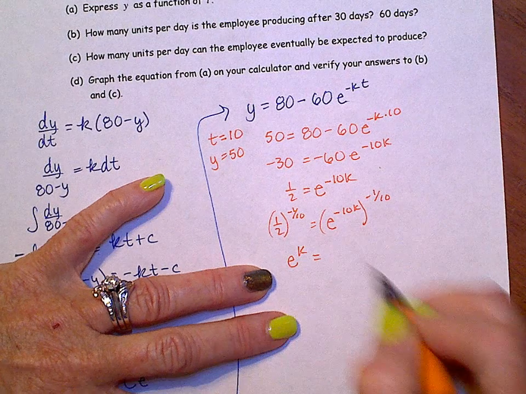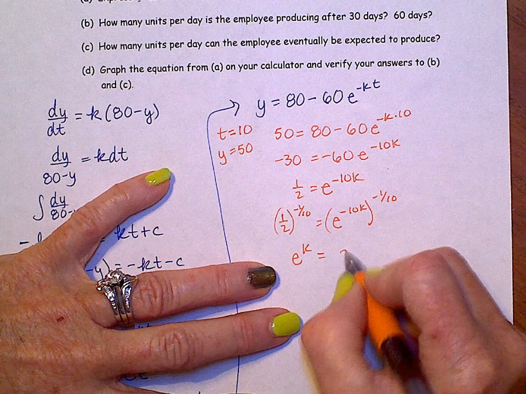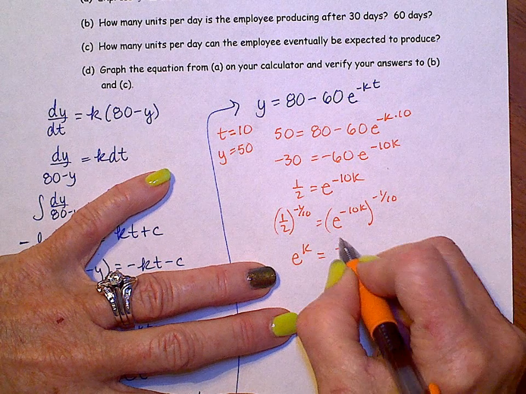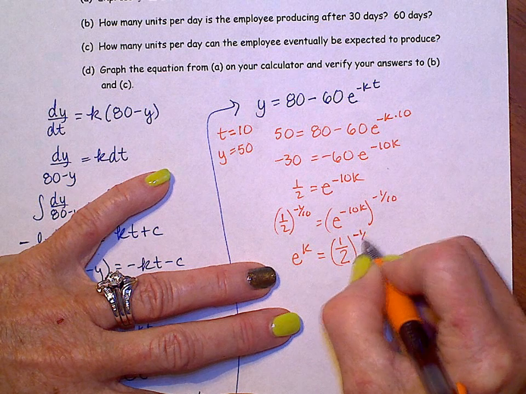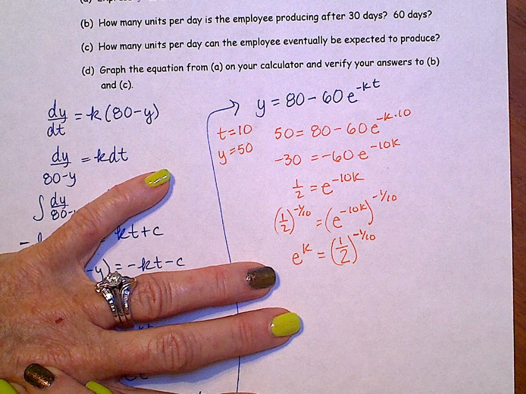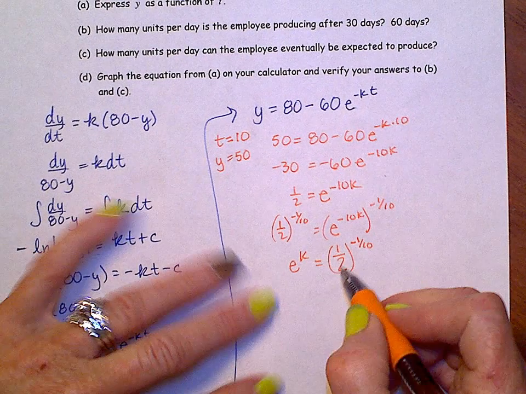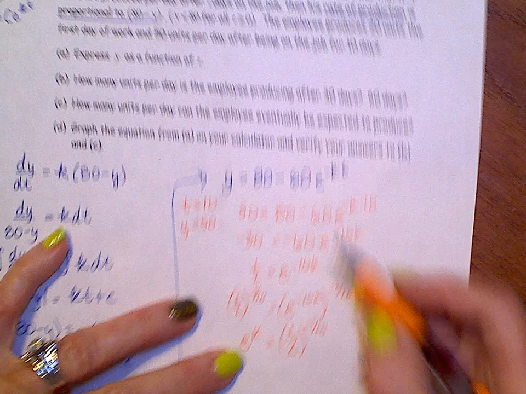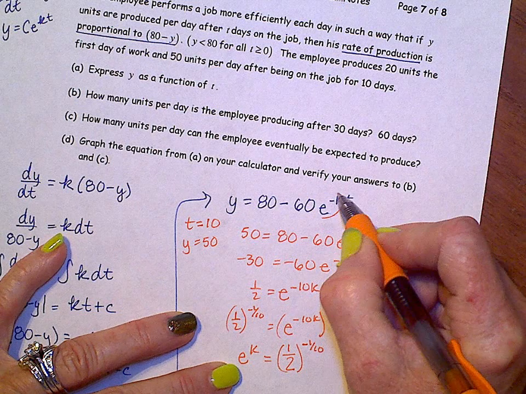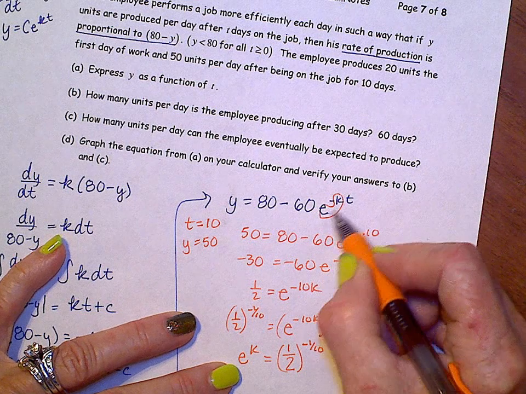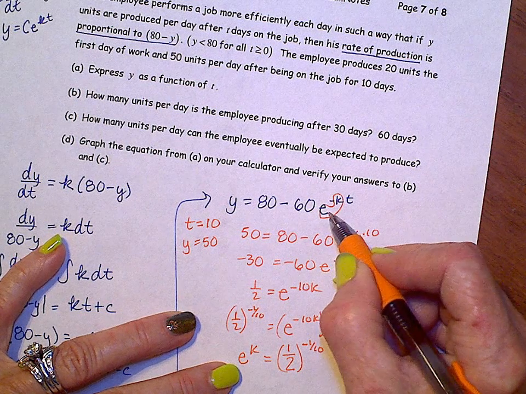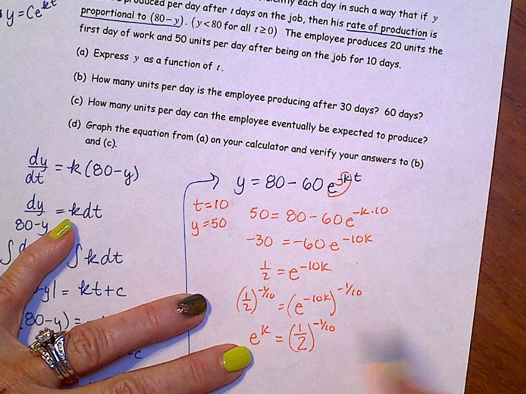And we'll have e to the k is 1/2 to the negative 1/10. All right, now be careful here. When you substitute this back in, this e to the k, we're replacing out that e to the k with this 1/2 to the negative 1/10.